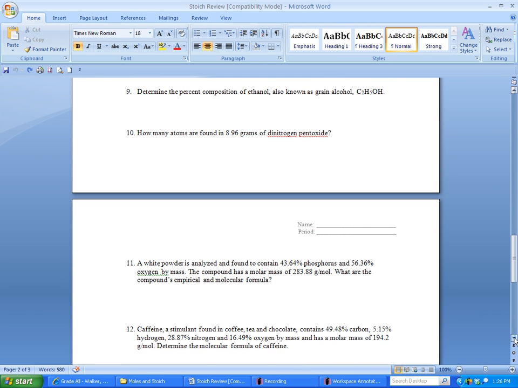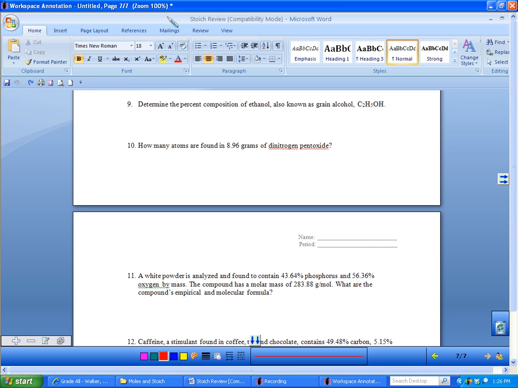Okay, we're going to do number 9 and 10. What is the percent composition of ethanol, also known as grain alcohol? I have 2 carbons, and each of those are 12 grams. How do I know? Periodic table. And then I have 6 hydrogens, each of them 1.0. And then I have 1 oxygen, and it's 16.0.